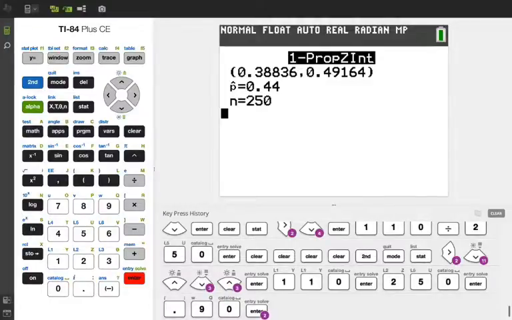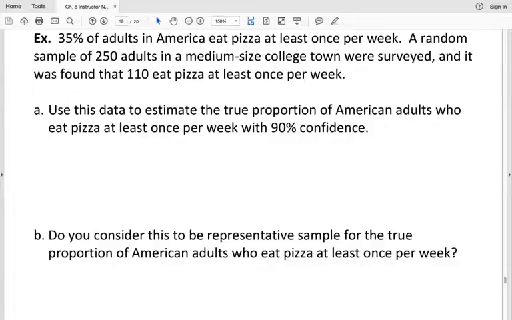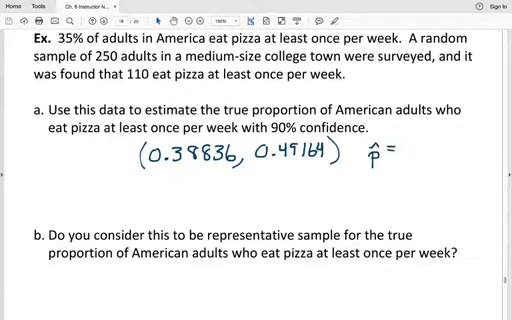Let's go ahead and put that in the notes. So I'm just copying that interval over, and I got 0.38836 to 0.49164. This is not part of the interval, but I'm just writing it because my calculator gave me that 0.44. So that tells me that in this sample, the proportion of college students who eat pizza at least once a week is 44%.